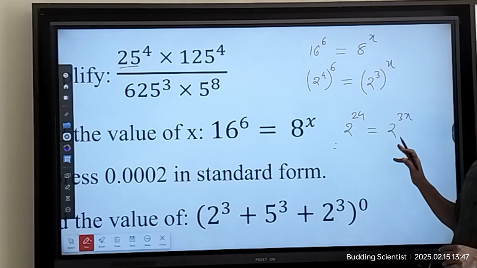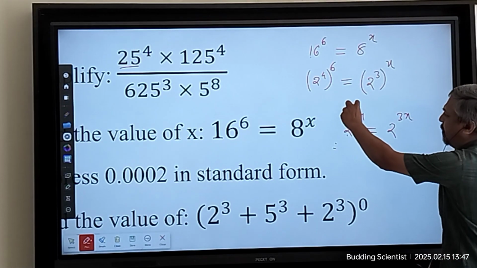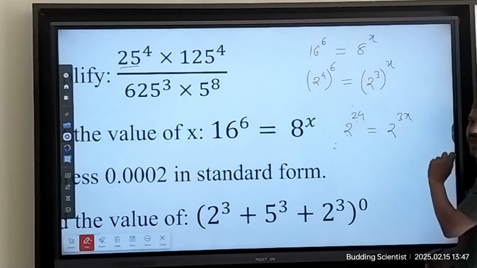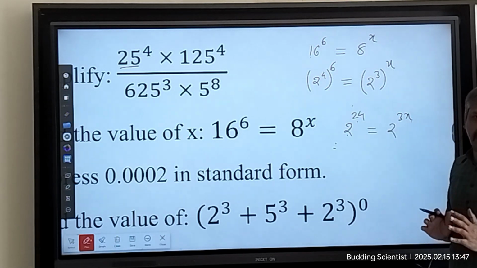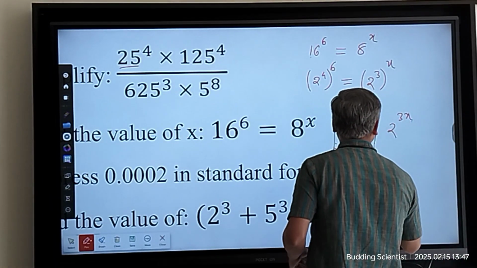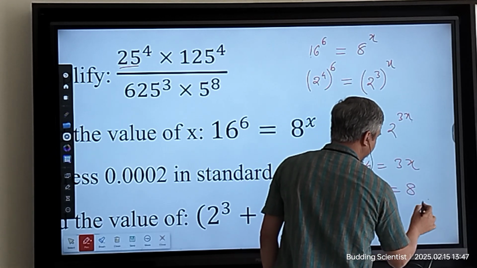Now the left hand side and right hand side are equal. If these two values are equal and the bases are also equal, it is impossible that the powers are not equal. So the powers have to be equal. The value is equal, the base is equal, the exponents of the powers have to be equal. So we write 24 is equal to 3x. x is equal to 24 upon 3, which is 8.